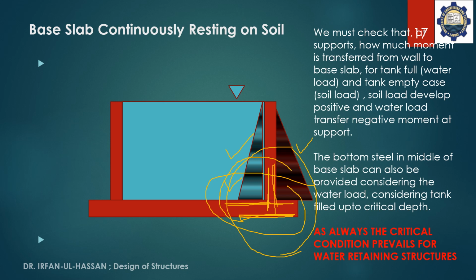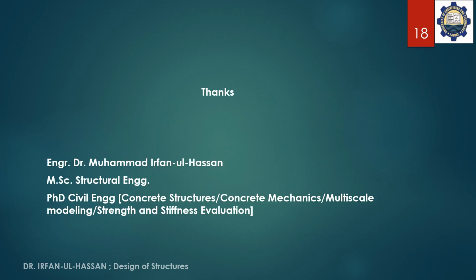So always what we have learned from this lecture is that you need to follow the critical conditions and find out the bending moment all the time for the critical conditions, and then design the tank and provide the relevant steel on the required side of the tank. So that was all about the rectangular water tank design. You can ask me about any further questions. So thank you very much.